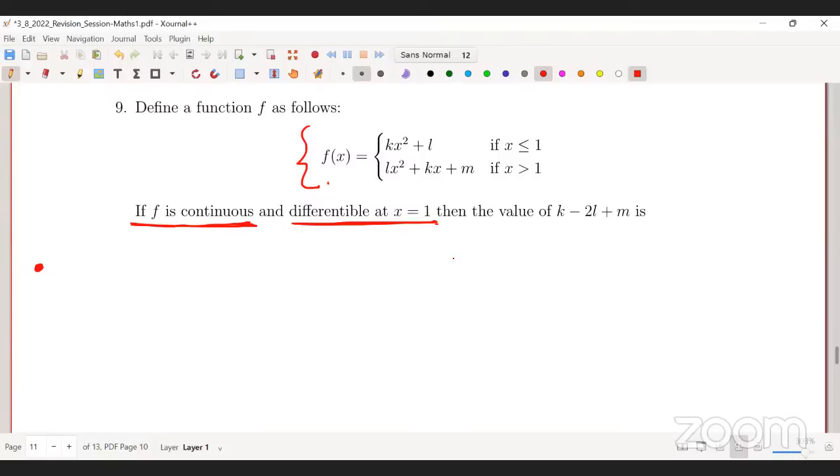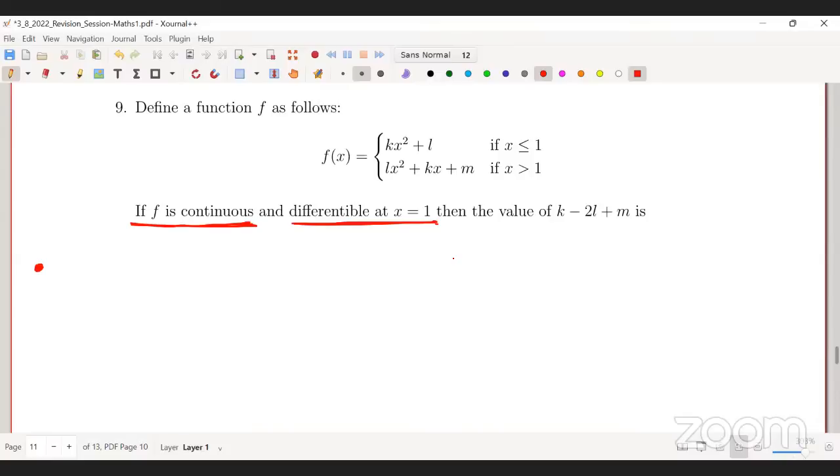But the problem is you don't know what is k, what is l, and what is m. Right? You don't know the value. So you need to find the values of k, l, and m so that the function will become continuous at x equal to a and also differentiable at x equal to. So the first thing we need to do here is check the continuity. For what values of k, l, m the function will be continuous.